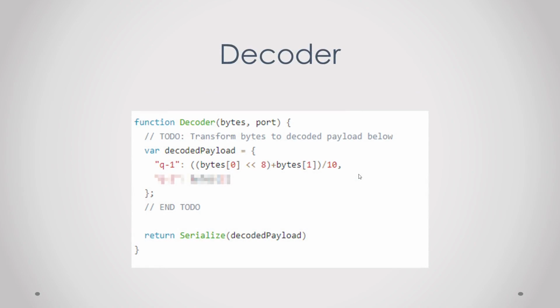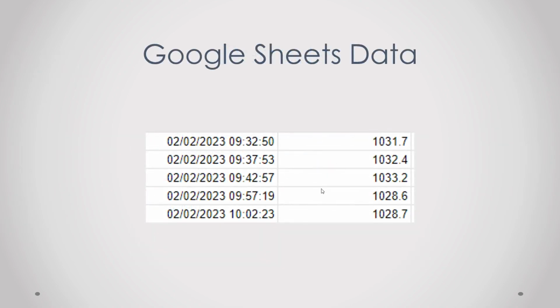And then in the decoder we just use the high byte, left shift it 8 times, then we add the low byte, and then we divide by 10, and then in Google Sheets you should see the correct data.